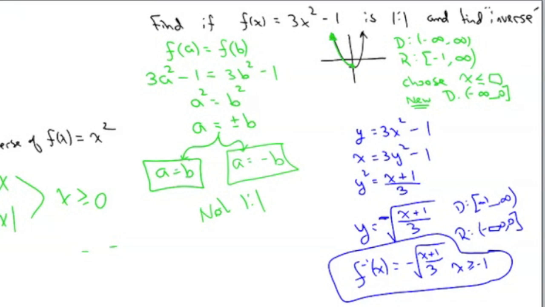Wait, so what's the answer to that question? The answer is, the function is not 1-to-1, but if I restrict the domain, then I have this inverse. Once I restrict the domain, it's 1-to-1. So the answer is both yes and no. Now it's 1-to-1. Well, I'm confused.